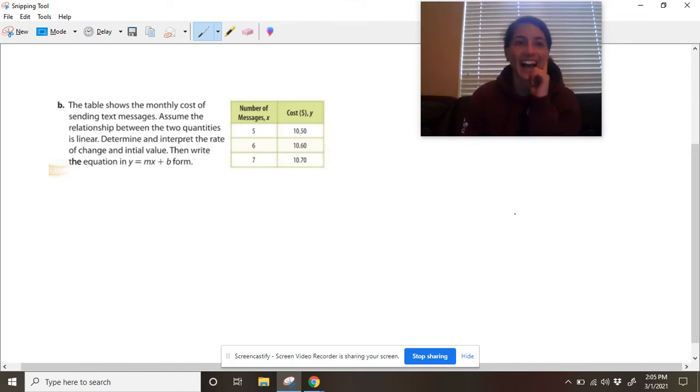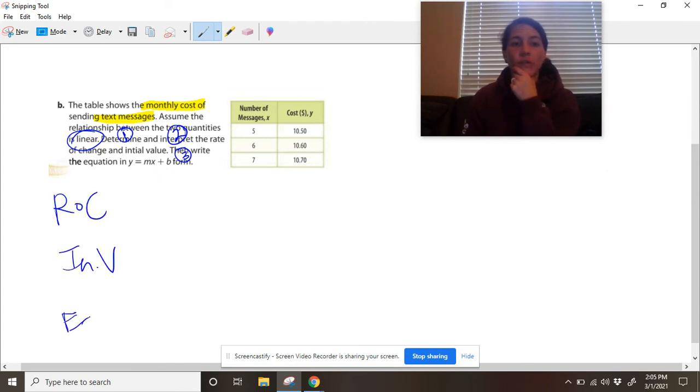So the table shows the monthly cost of sending text messages. Assume the relationship between the two quantities is linear. So it's telling us, hey, it's a linear equation. It's a function. Determine and interpret the rate of change and initial value. Then write the equation. So we have three things: the rate of change, the initial value, and then the equation. I just try to get everything listed that I need so I don't forget anything.